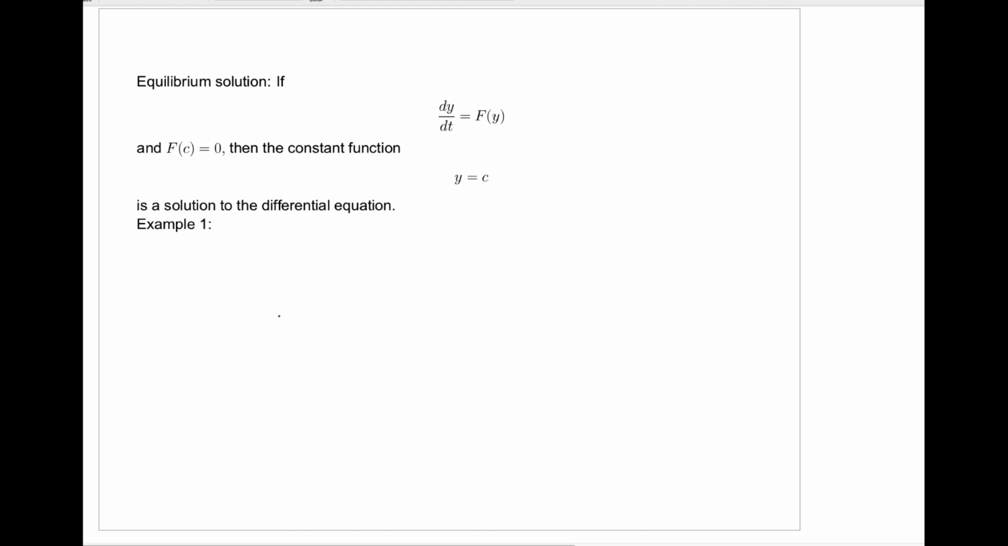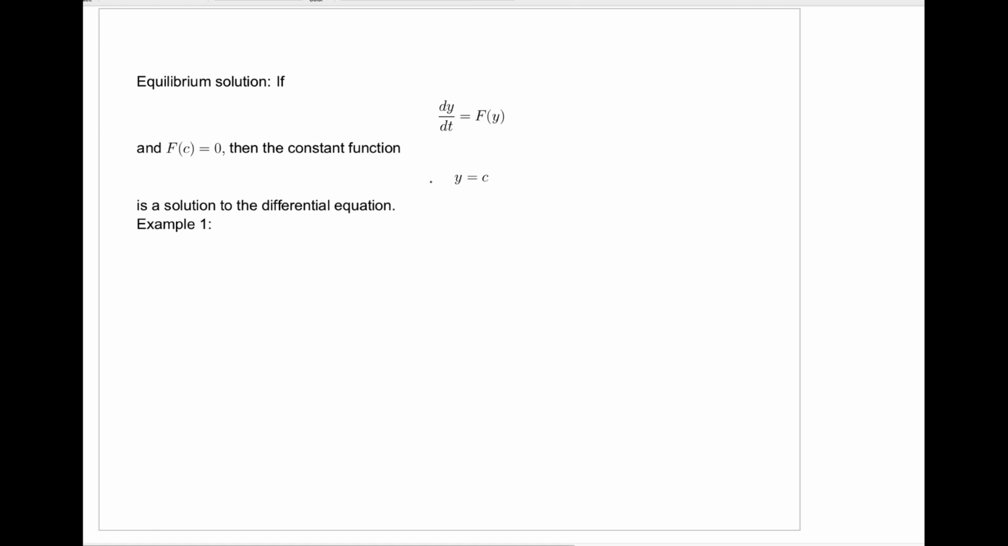Any autonomous differential equation, or not any, but almost any autonomous differential equation will have what we call equilibrium solutions. Anytime you have a root of this function capital F, in other words, a number c such that capital F of c equals 0, then you can have a constant function y equals c as a solution to this differential equation. One can just check immediately: if y is a constant function, dy/dt is 0, and if c, of course, is a root of capital F, the right side, F of c, is 0.